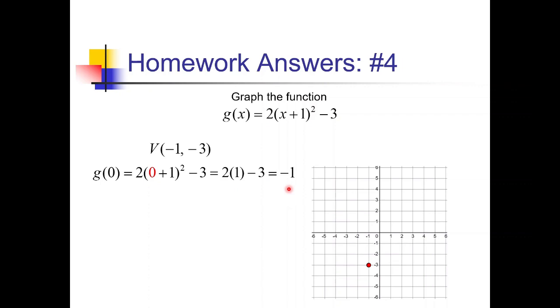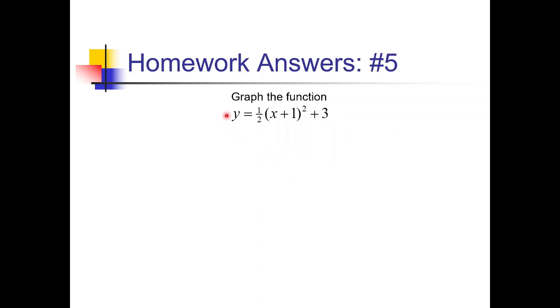So that gives us a second point of 0 comma negative 1. So over 0, down 1, right there. And then I can just use symmetry and reflect that point over the vertex to get this third point. And then that gives me my parabola, at least 3 points through which I can draw the parabola.